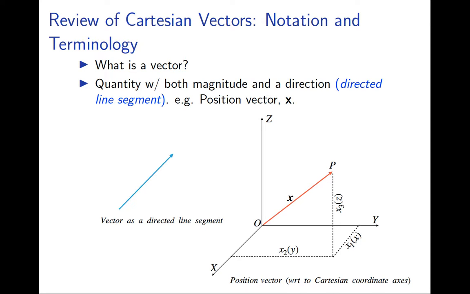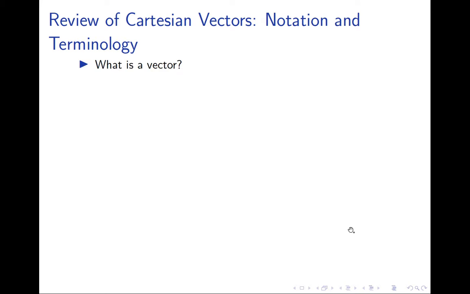We'll come back to this figure later when we're talking about components. But basically, you can draw perpendiculars from P to the x-axis, the y-axis, and the z-axis. And the length of the intercept where the perpendicular is drawn will give you the corresponding component. We'll come back to this figure later.